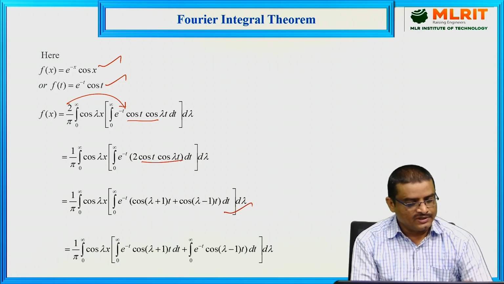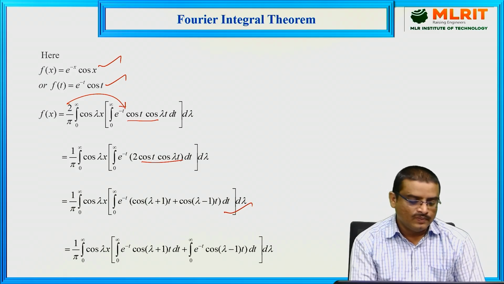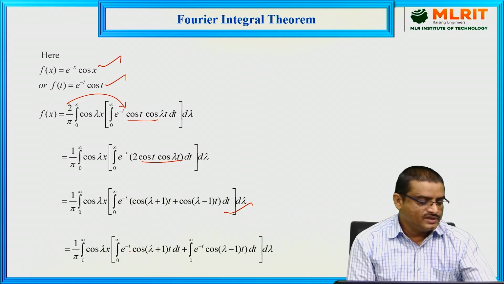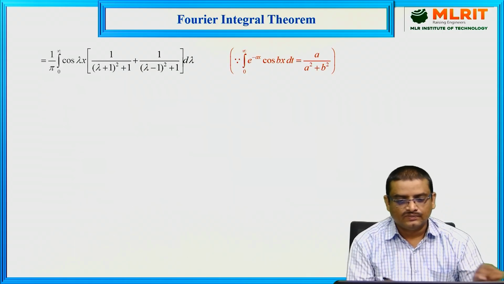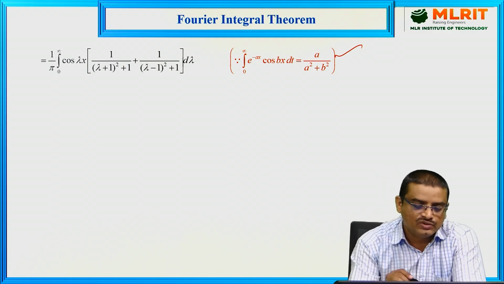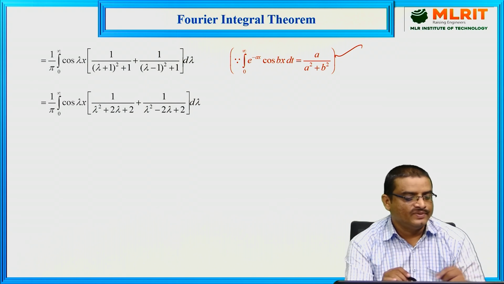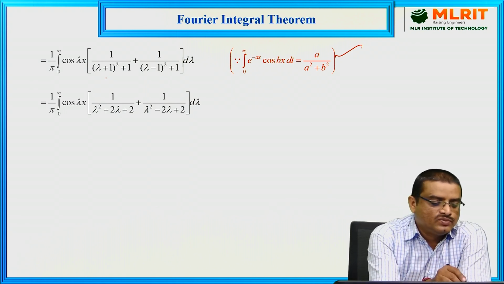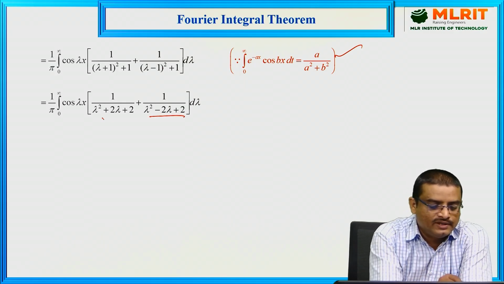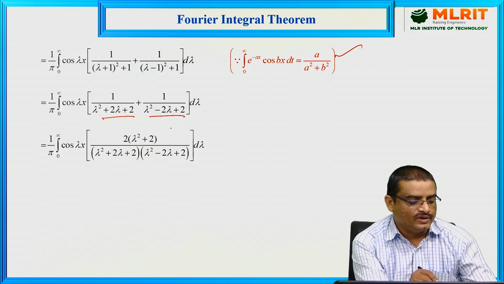Follow the same procedure: split this function and apply the integration separately for each term between the limits 0 to infinity. So here also we have integral 0 to infinity of e power minus ax into cos bx. Use this formula directly, and we can get our required value here. Simplify this. Expand lambda plus 1 whole square and similarly lambda minus 1 whole square. You will get these values. Take the LCM here and simplify. Finally you will get this value here.